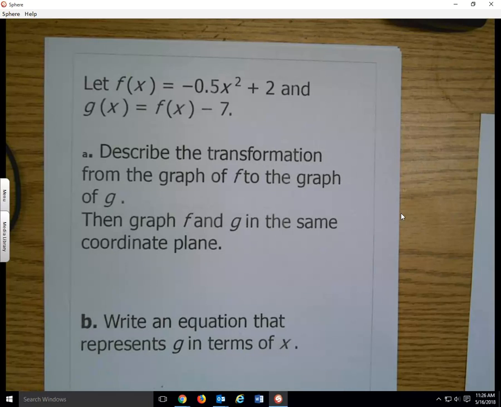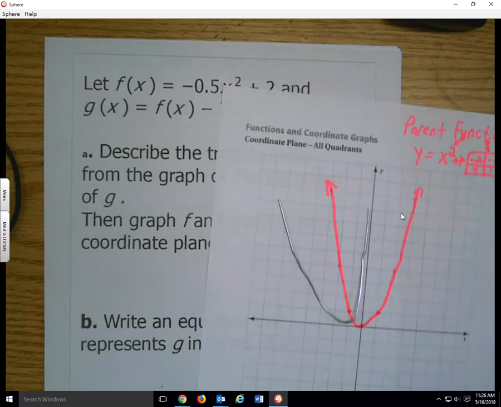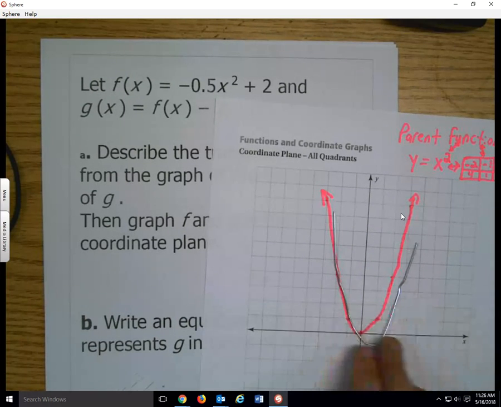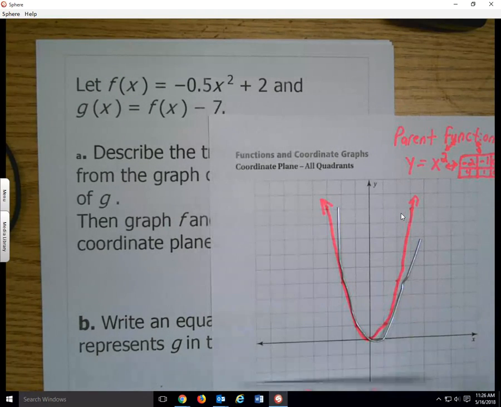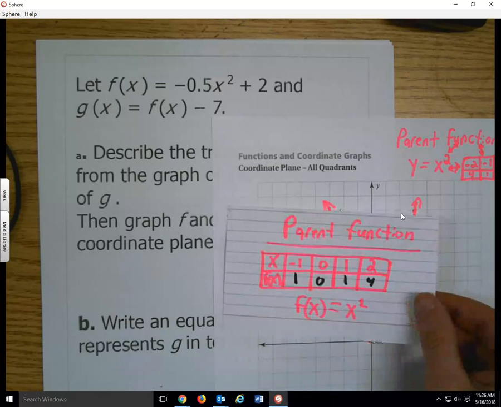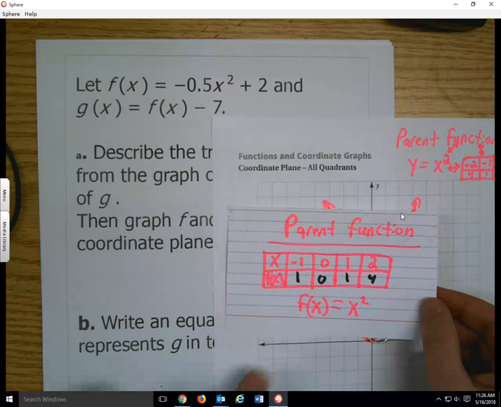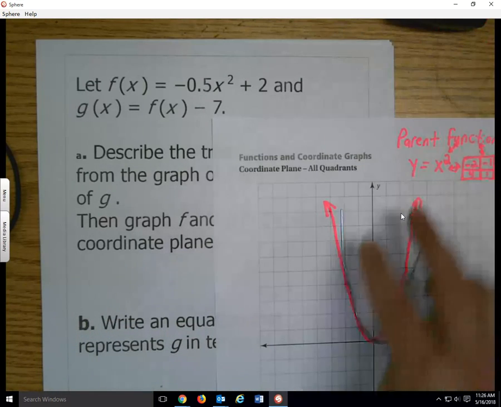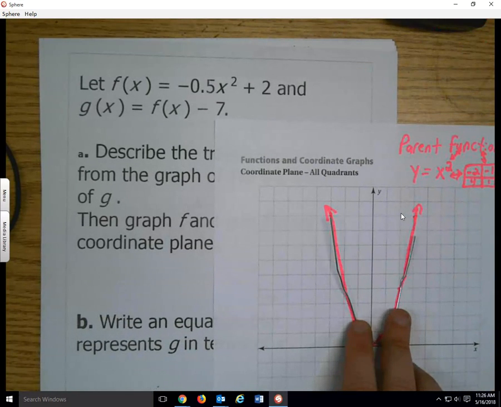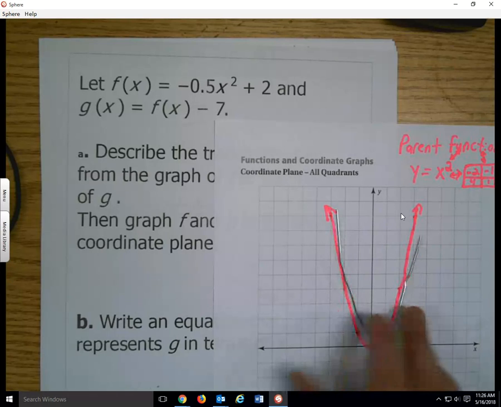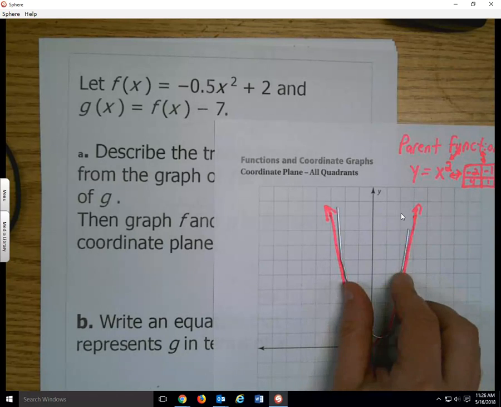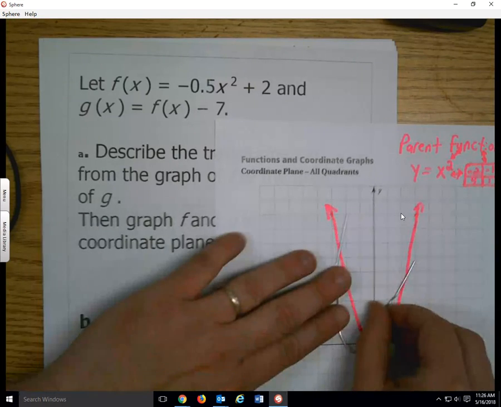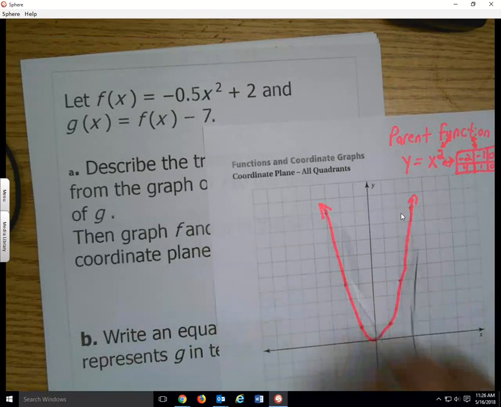Remember, every other time we've done this, we've looked at the parent function and we've compared it to the parent function. This is the parent function. It's the one we use every time. This is the formula for it. This is the table we'd fill in. This is the graph, and we just looked and saw how the graph would either be translated or how it would either stretch if it's a whole number or shrink if it's a fraction away from the parent function. That's all we've done.